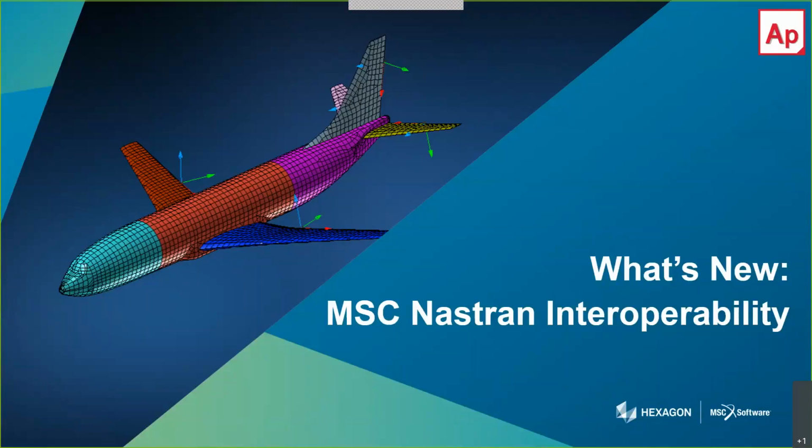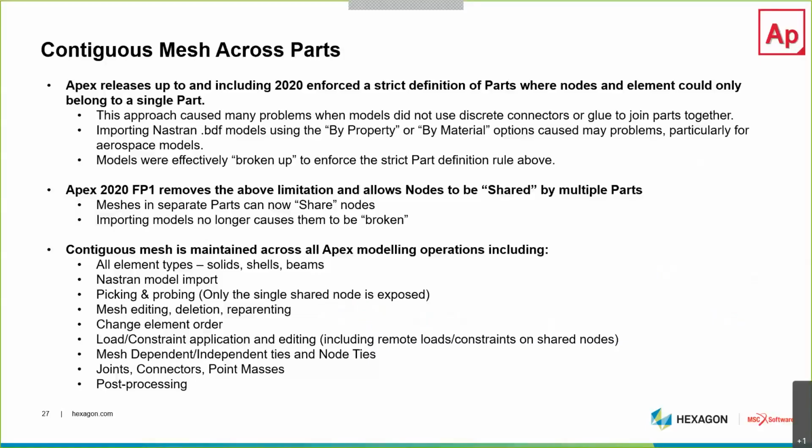Now, if you're not wowed already, get ready for your jaws to drop on the floor, because we've got some really cool stuff when it comes to Nastran interoperability. Apex 2020 Feature Pack 1 now supports contiguous mesh across parts. Any of our powerhouse Nastran users on the phone today, and I know we have lots of them, know that Nastran has the ability to allow nodes to be shared across different parts. Well, up to and including Apex 2020, we did not have support for that.